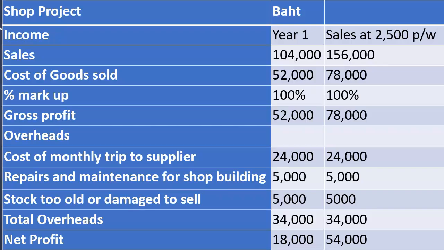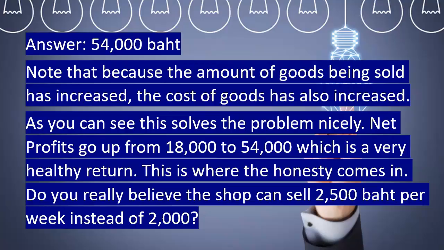The other figures, the overhead figures, are all the same as before because they don't change just because you're making more sales. So the net profit this time is 78,000 minus 34,000, which is 54,000. So your net profit, because of that change in the sales, went up from 18,000 to 54,000. So the answer is 54,000.